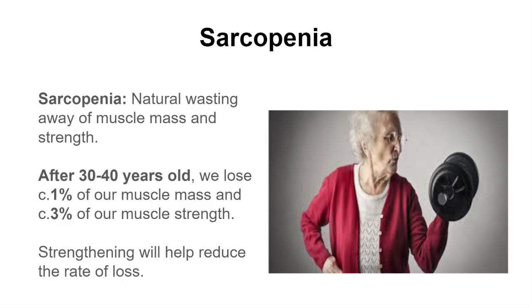Sarcopenia is a natural wasting away of muscle mass and strength over time. Especially after 30, we lose 1% of our muscle mass and 3% of our strength every year, if not kept in check. Luckily, we have strength training to help offset those losses as best we can.